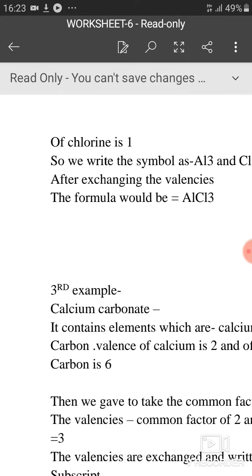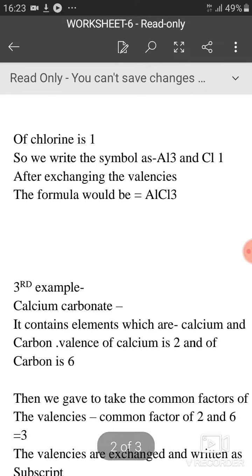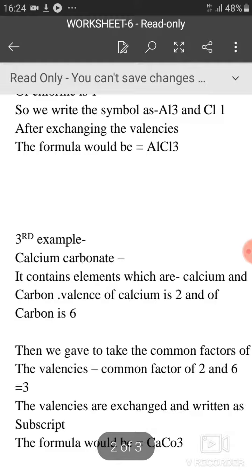Calcium carbonate. It contains the elements calcium and carbon. Valency of calcium is 2 and of carbon is 6. So then we will take the common factor of both the valencies, which are 2 and 6. We will divide them and we will get the answer as 3.